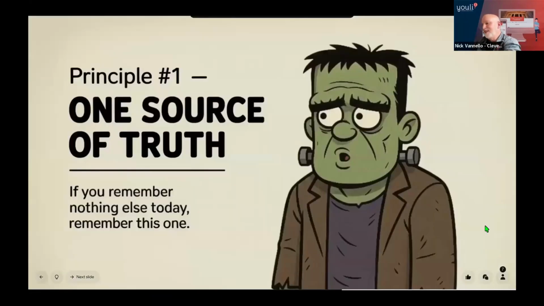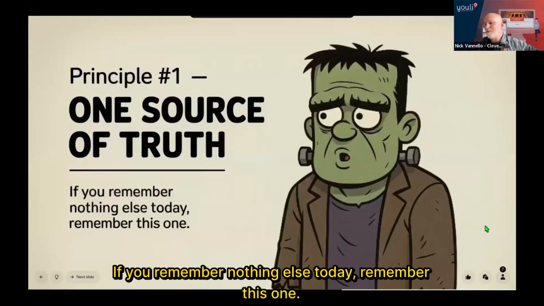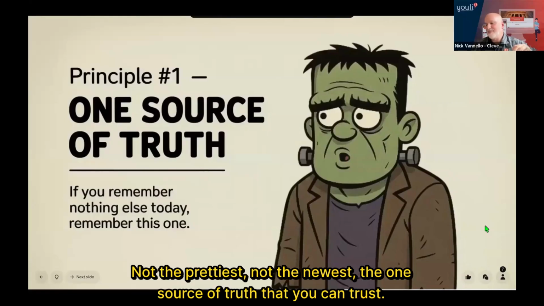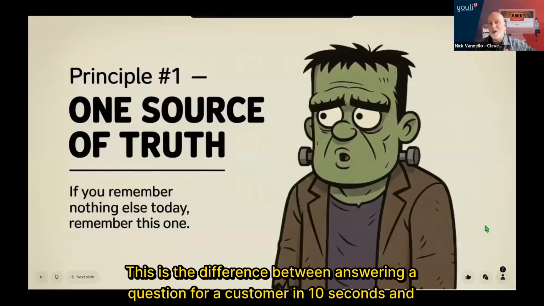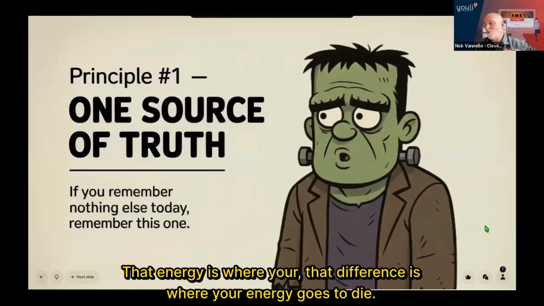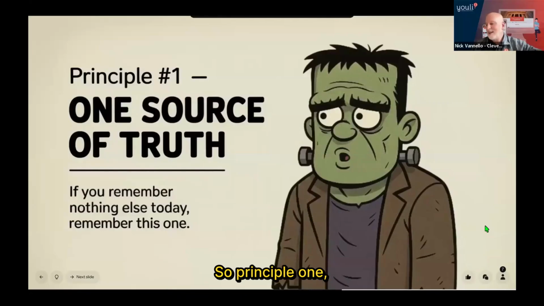All right. So let's go over each of these. Number one, source of truth. If you remember nothing else today, remember this one. You need one place where the traveler data is correct. Not the prettiest, not the newest, the one source of truth that you can trust. This is the difference between answering a question for a customer in 10 seconds and spending 15 minutes checking three different places to figure out which one of those answers is right. That difference is where your energy goes to die. So principle 1 is one source of truth.